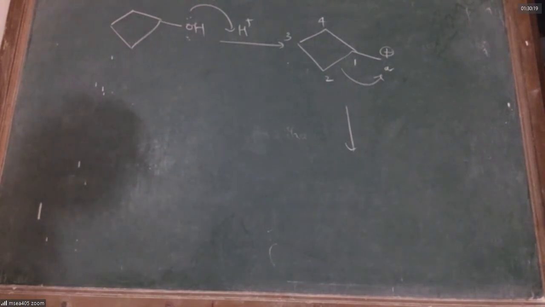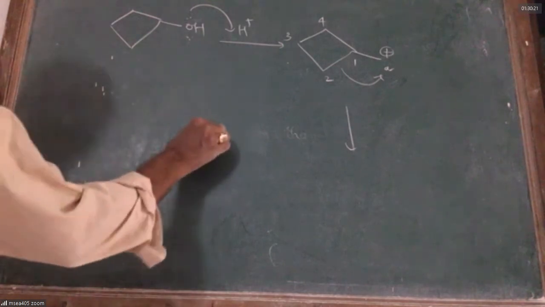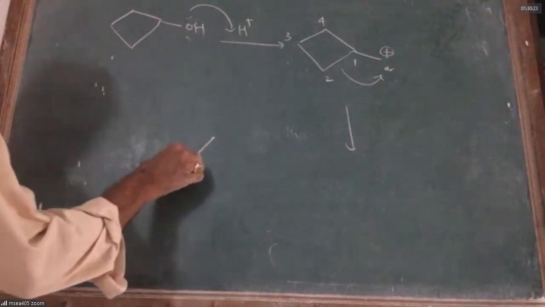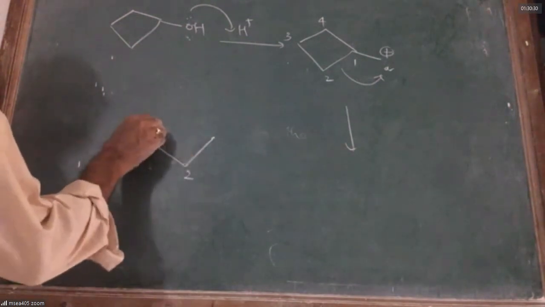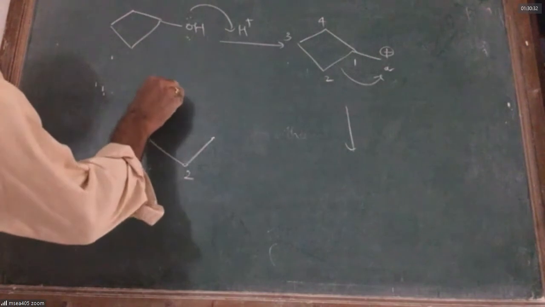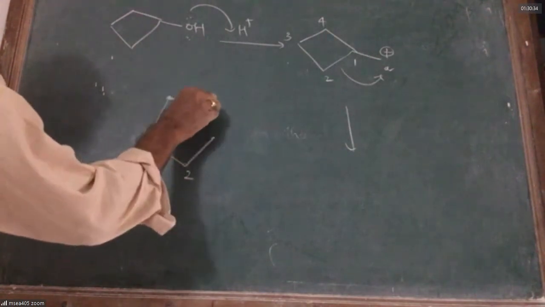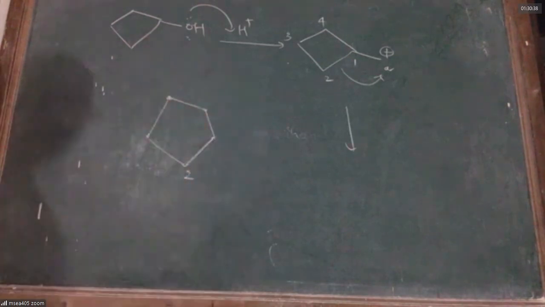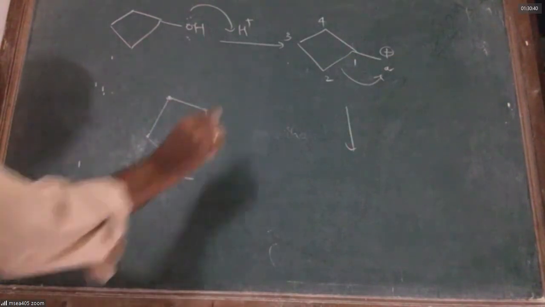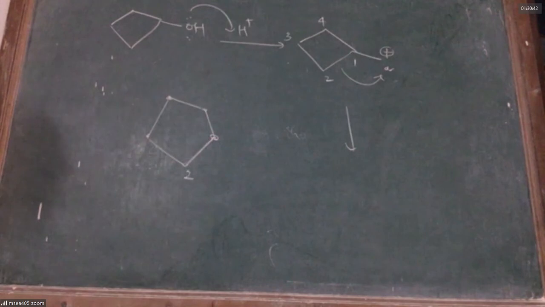Hello? Yes, sir. Now this is the carbocation carbon. It is bound to second carbon. Second carbon is bound to third carbon. Third carbon is bound to fourth carbon. Fourth carbon is bound to first carbon. First carbon is bound to the carbocation carbon. Can you see that? Yes, sir. In this transaction, who is the loser?